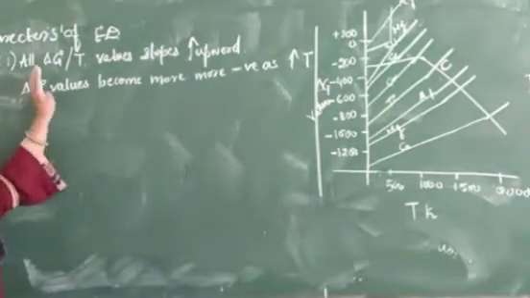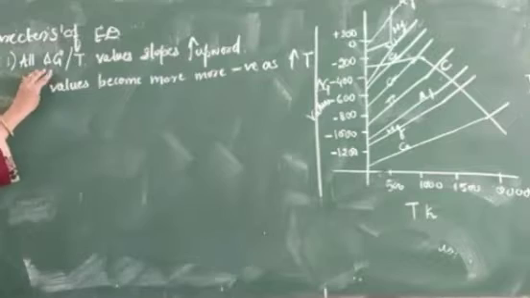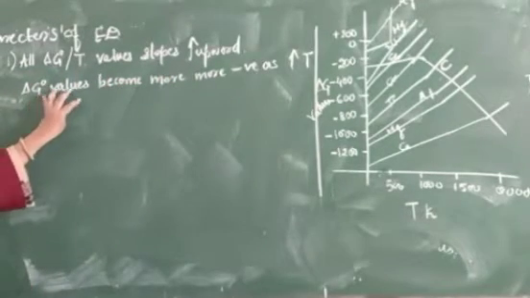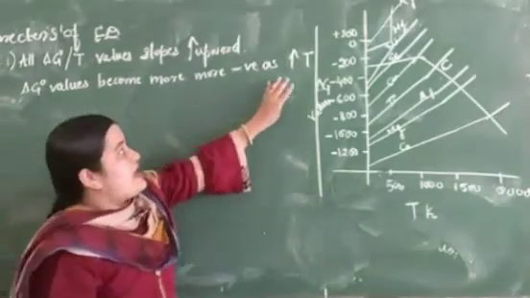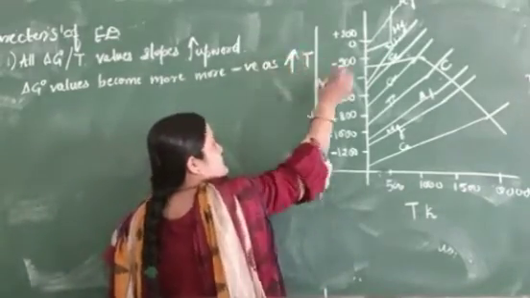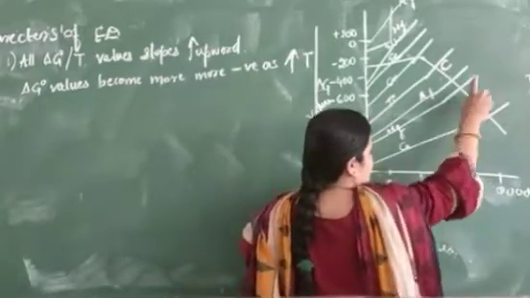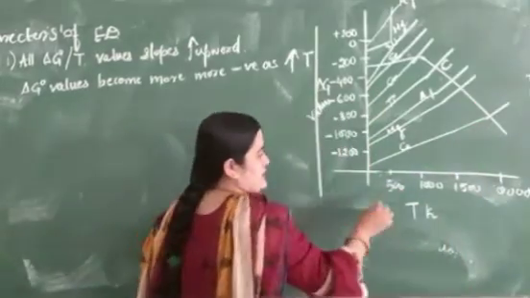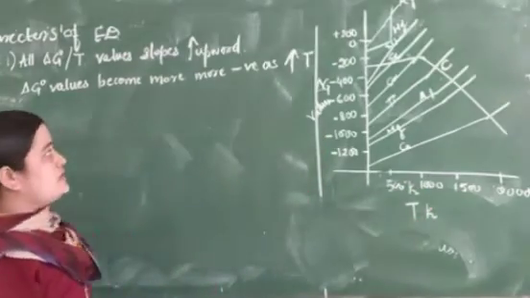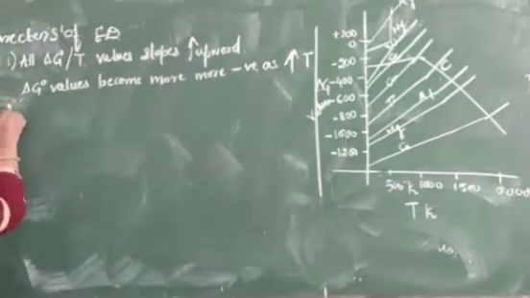What it tells is that all delta G naught versus T value slopes are upward in direction. No doubt, delta G naught values become more and more negative as temperature increases. This slope I told because temperature goes on increasing over there. Here delta G values become more and more negative in nature. This is the first one.